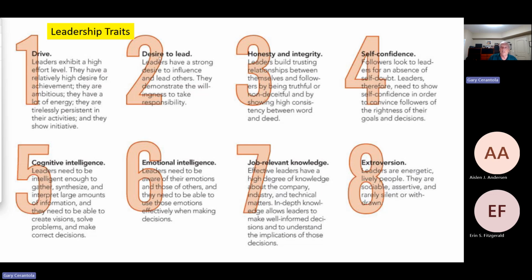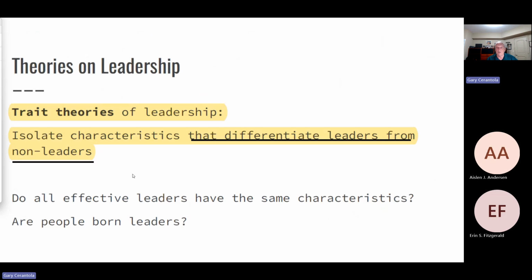Drive, a desire to lead, honesty, integrity, self-confidence, cognitive intelligence, emotional intelligence, and you're going to see that this is a big deal in today's world. Recruiters are looking for high levels of emotional intelligence because you can solve a lot of problems with that. Job relevant knowledge and extroversion. So that's where that is.